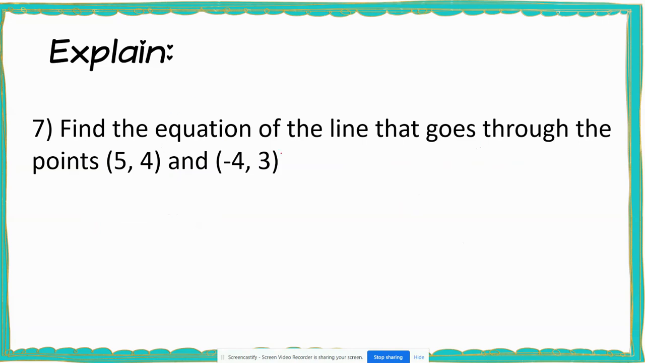For number 7, we start with slope. So we're going to do 3 minus 4 over negative 4 minus 5. 3 minus 4 is negative 1, and negative 4 minus 5 is negative 9. Now, negative 1 over negative 9, we can't simplify that, but a negative divided by a negative is actually a positive. So we have a positive 1/9 as our slope.